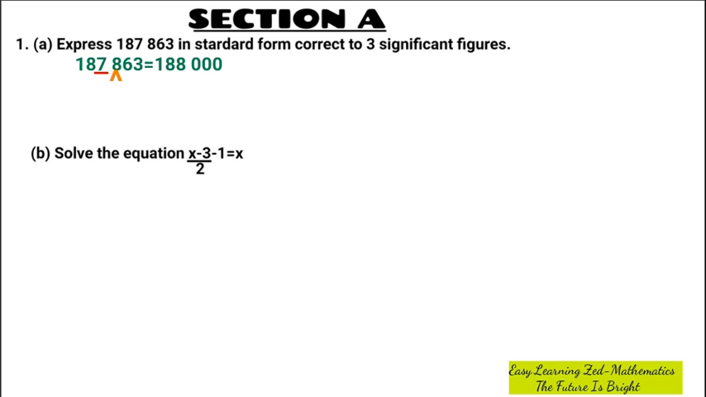Okay, now we have rounded off this number. The next thing we need to do is write this number in standard form. So what we're going to do is move the decimal point from the last. We know that the decimal point is at the end of the last 0, so it has to move and come between 1 and 8.